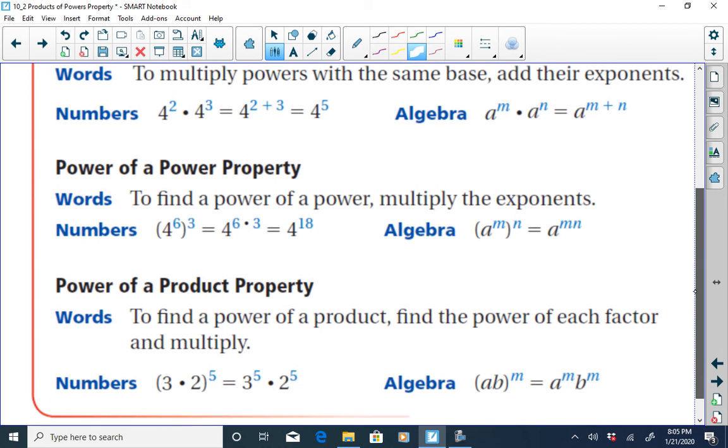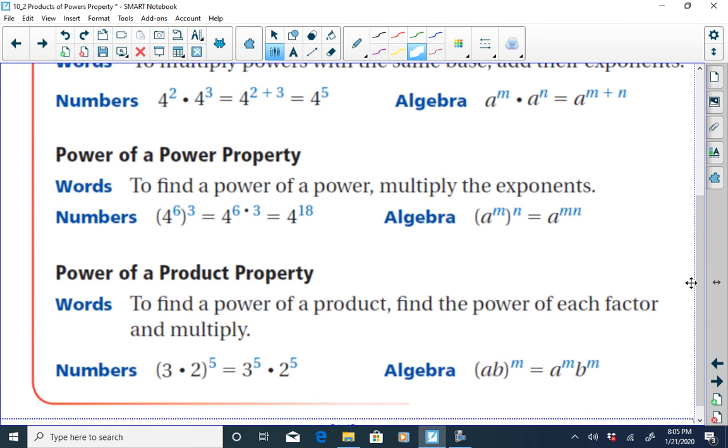And then the last rule we're going to be working with is the power of products property. And that property says to find a power of a product, we have to find the power of each factor. All right. So if I have 3 times 2 to the fifth power, that's going to be the same as 3 to the fifth power times 2 to the fifth power.